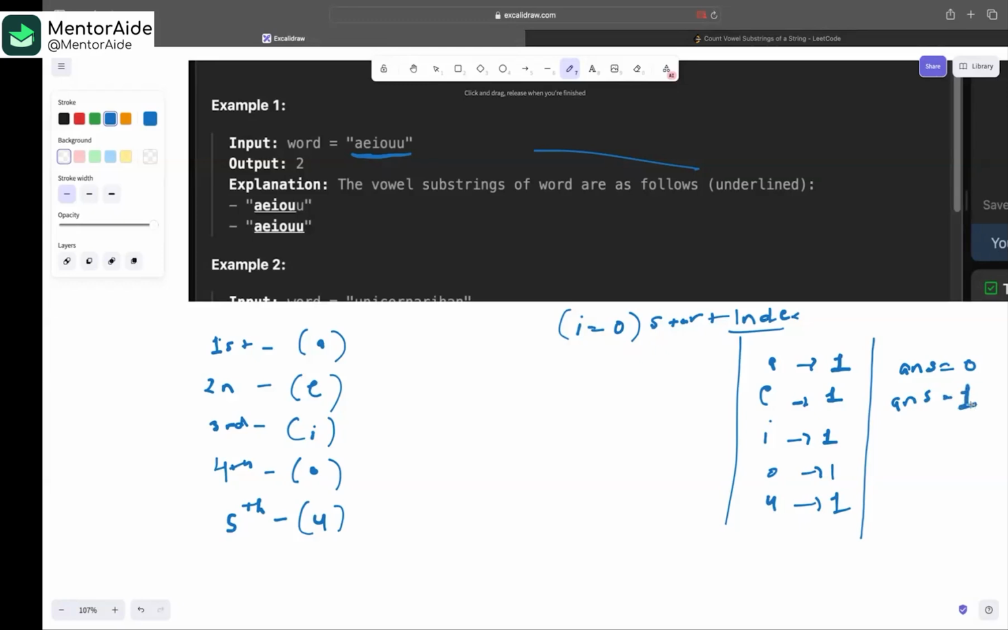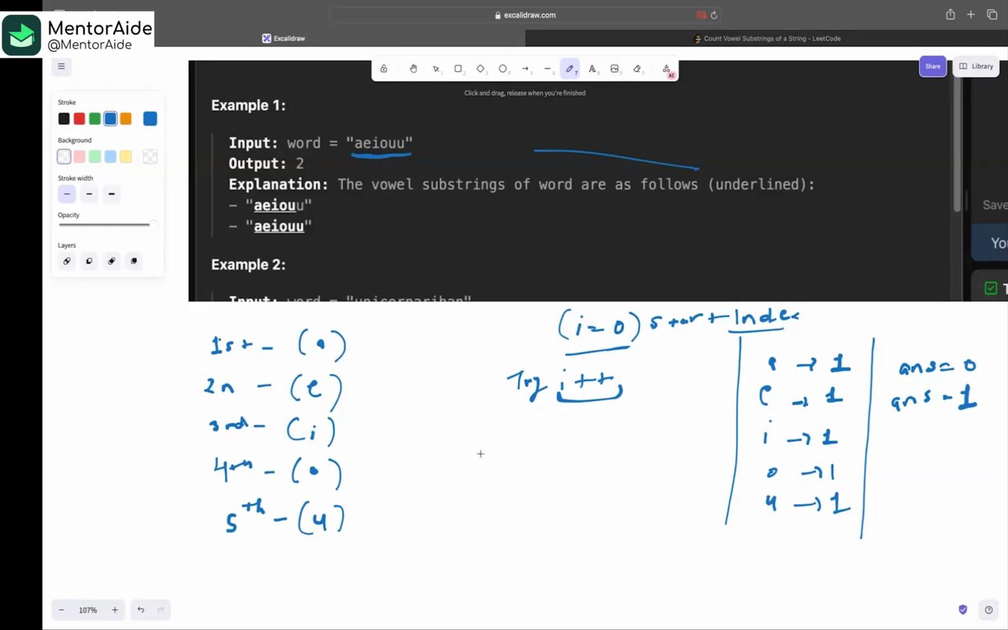Now we will check one more thing: if I remove the first index, can I still have this A, E, I, O, U? If I remove the A, if I say let's try I plus plus, that means our window will now start from I plus plus, which is 1 only. Will that give us a new substring? No. So we are not going to do this. This is what we are trying to say. This is called shrinking.